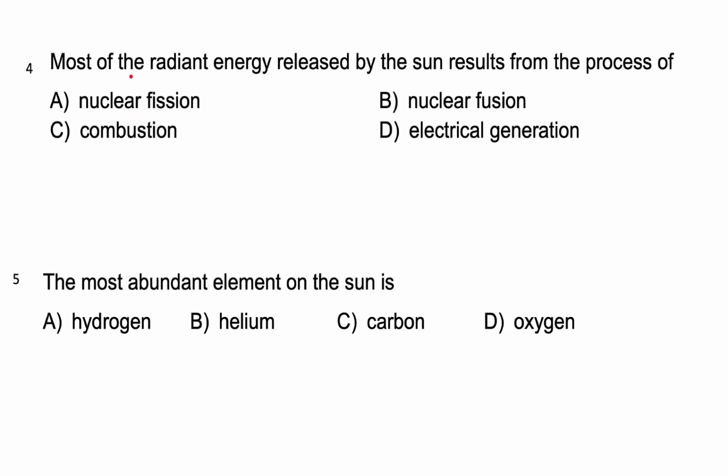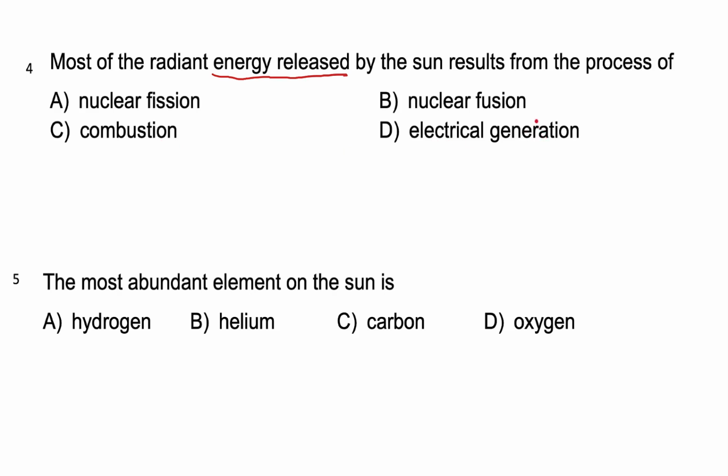Number 4 says most of the radiant energy released by the sun results from the process of, so they're talking about, okay, how is the energy released? You have nuclear fission, nuclear fusion, combustion, and electrical generation.